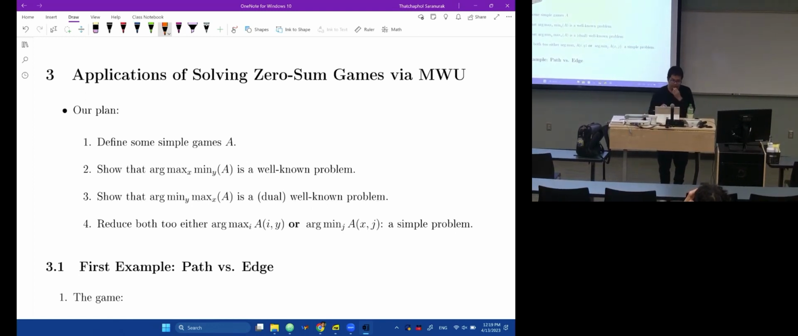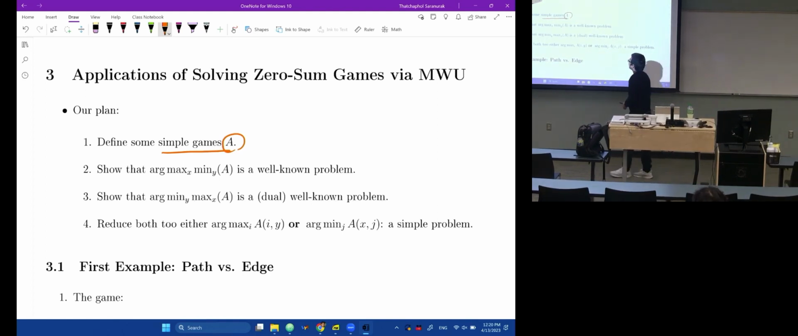So my plan is this. I will start by defining some simple zero-sum game that looks innocent, looks simple, and then we'll try to interpret this game together, showing that solving the max-min problem of A turns out to capture some nice and well-known problem. On the other hand, if you look at the min-max problem, it's just going to be the dual of that problem.